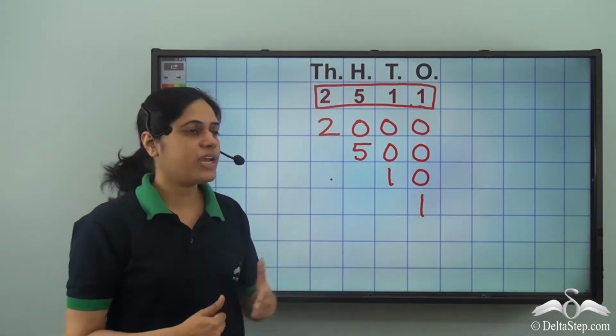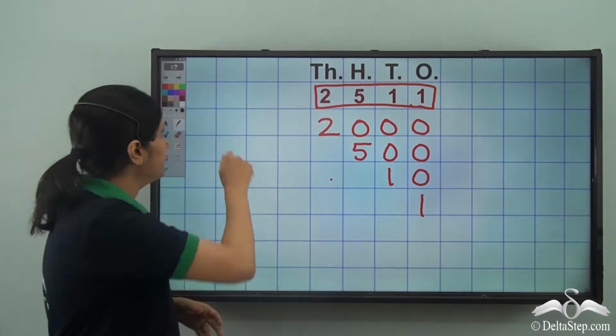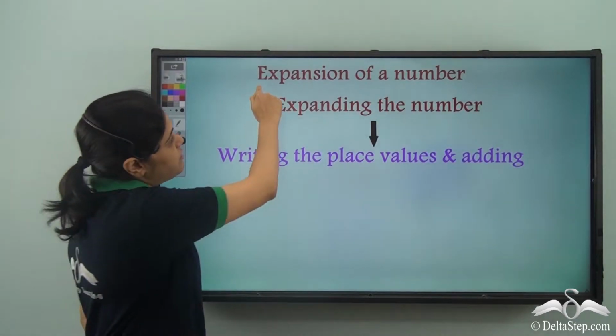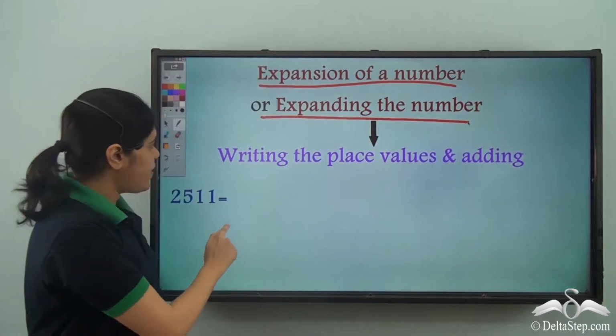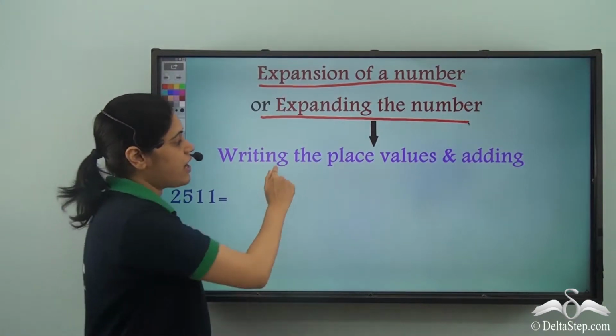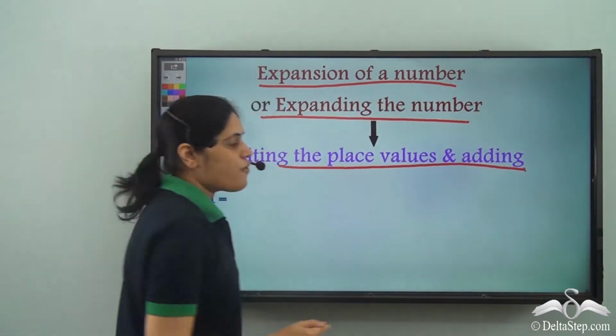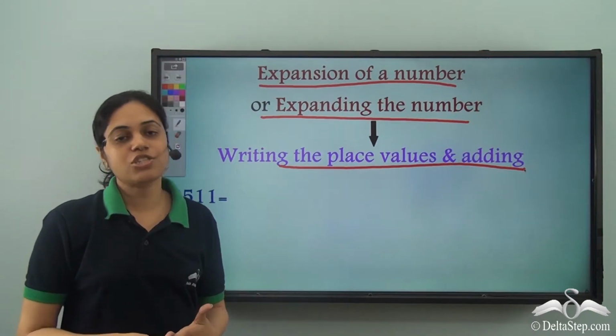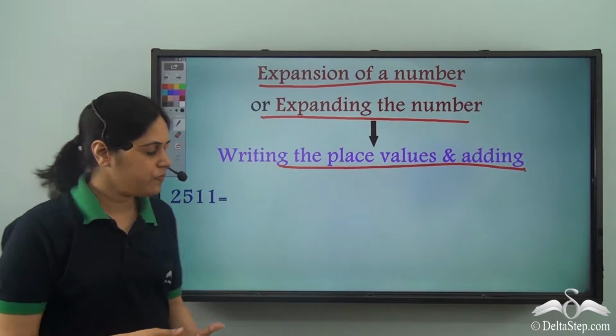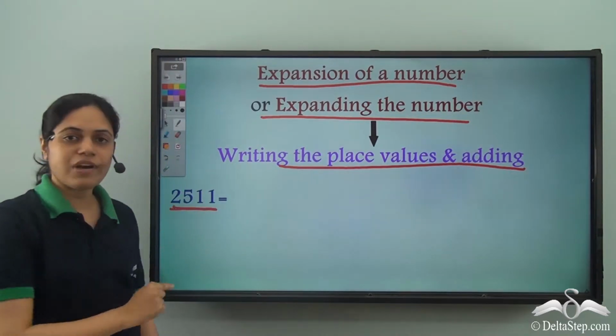And what is this breaking down of numbers called? This is called expansion of a number or expanding the number. So when I write the place values of the different digits of a number and add them, it is called expanding a number. So let us expand 2511.